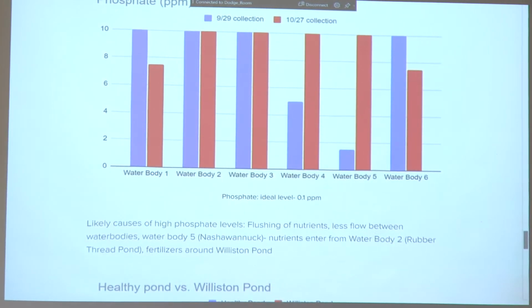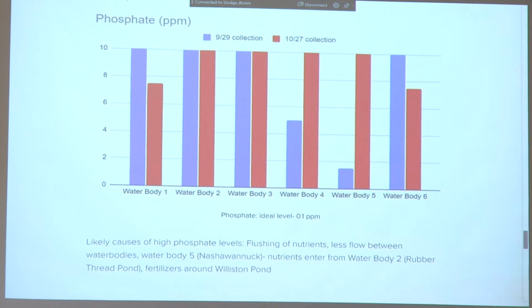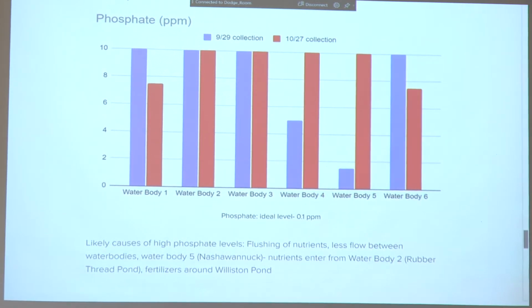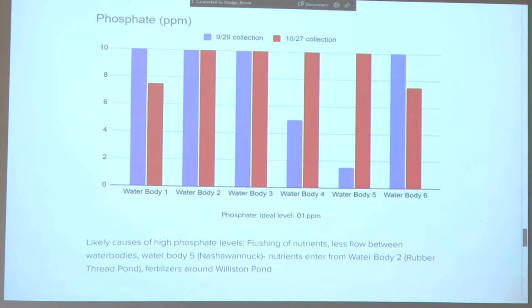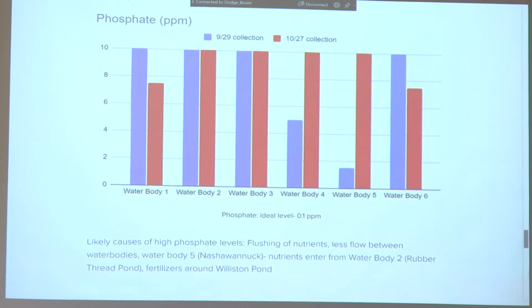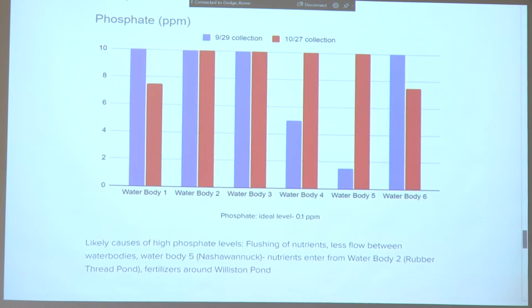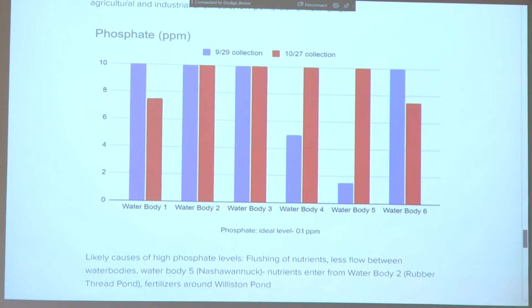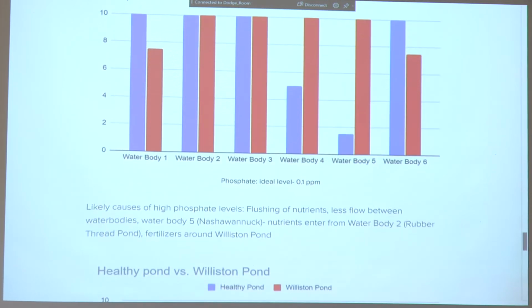At water body 5, though, there was a very rapid boost in phosphate, and I'm assuming that is because water body 2, which is Rubber Thread, leads into water body 5, and usually there's not really a steady flow between those two, but after rainfall, I'm assuming that picked up and carried a lot of nutrients out of that pond into Nashawanik. And those levels in water body 2 stayed the same, probably because of the nutrients being flushed into that pond from fertilizers.